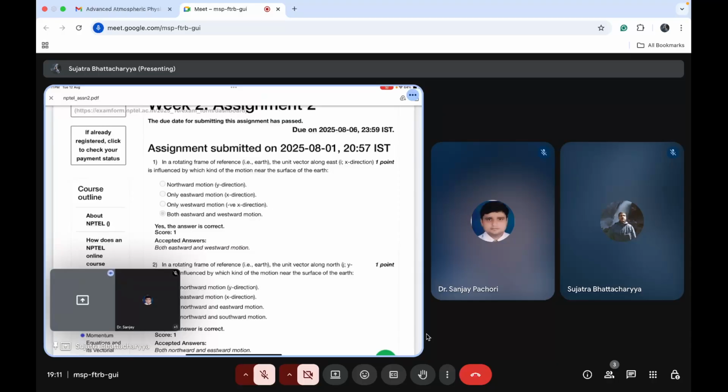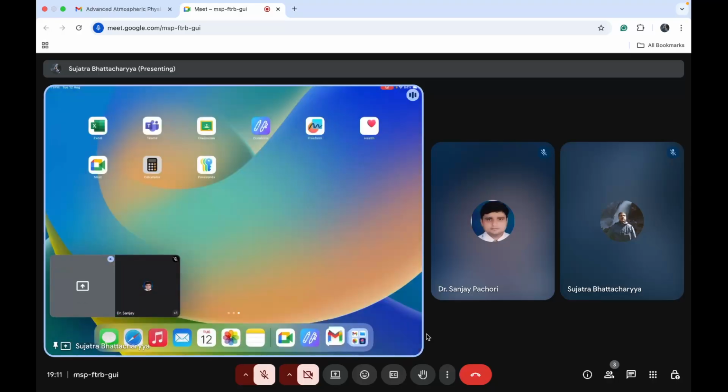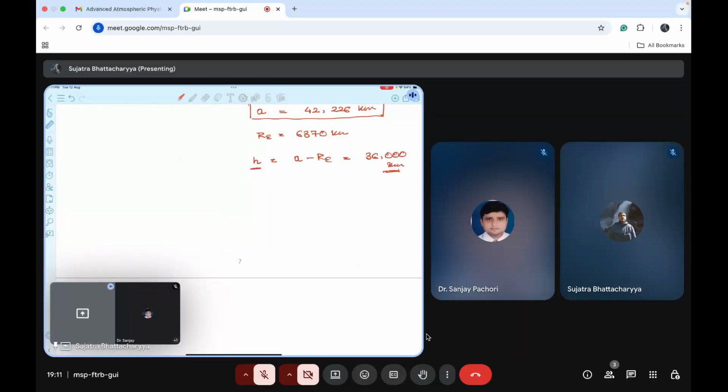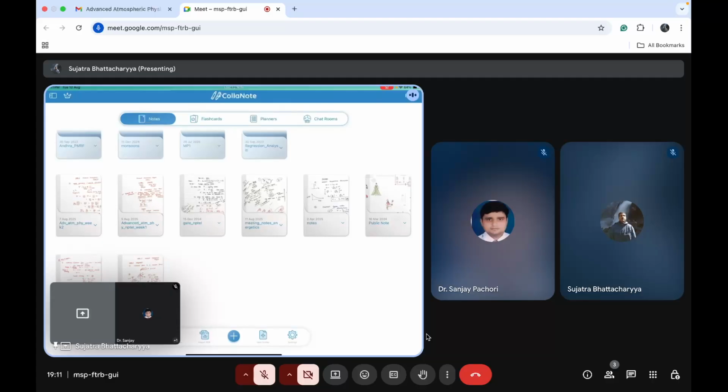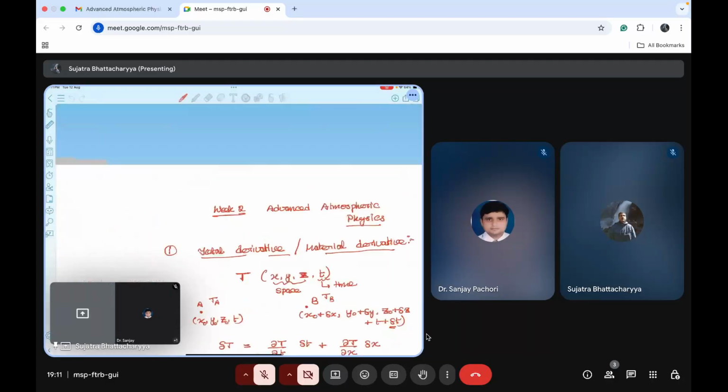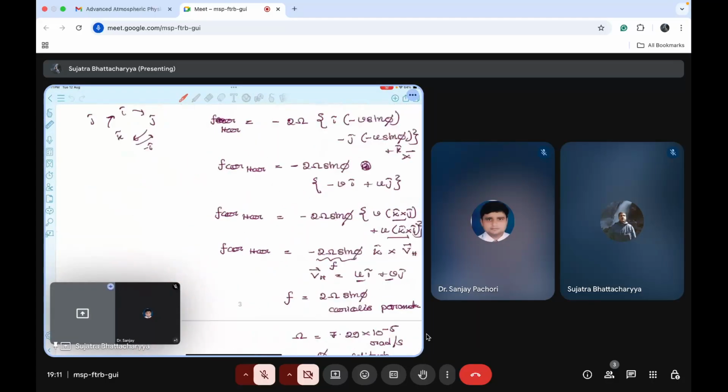Okay. So assignment two, the first question says that in a rotating frame of reference, the unit vector along east, that is the I hat direction, is influenced by which kind of motion near the surface of the Earth. So let me go directly towards this one. In week two, I have derived this.